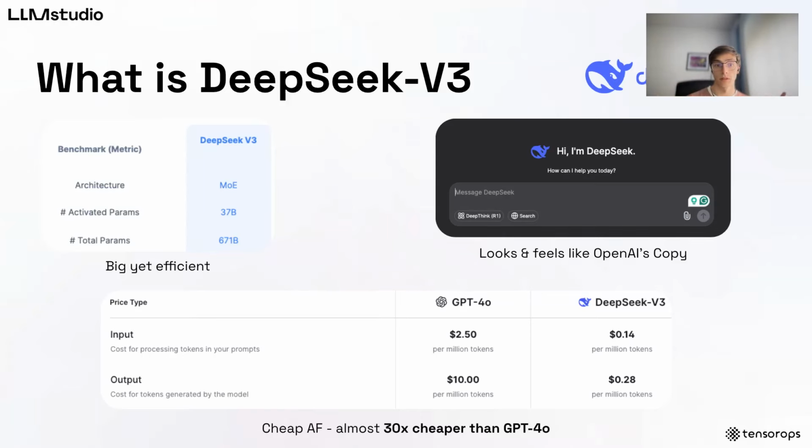What is DeepSeek, right? Visually, you can use it on an interface that looks and feels like an OpenAI copy. It seems very similar. The thing is, it's a very big model. We know the parameters. It's open source, so we know that it has 671 billion. Yet it is very efficient because it's only using 37 billion per feed forward, meaning per token. When you send it a word, it's actually only using 37 billion for computation instead of the 671 billion. So it's very efficient. And that brings it to be very cheap.